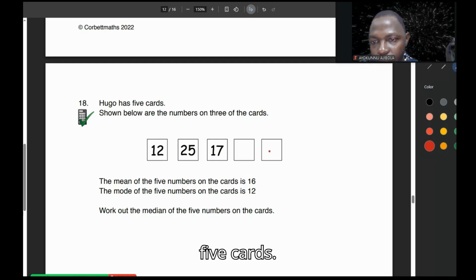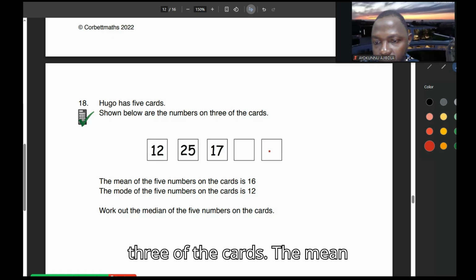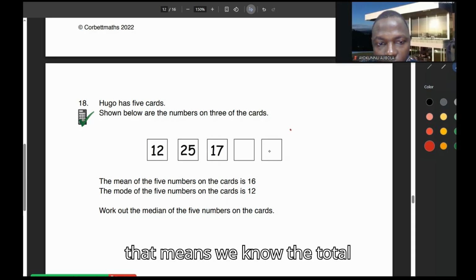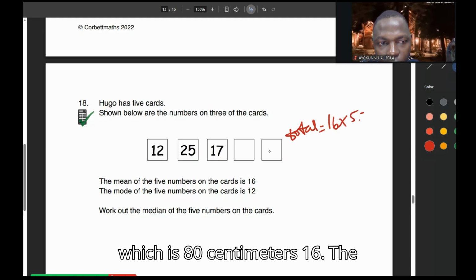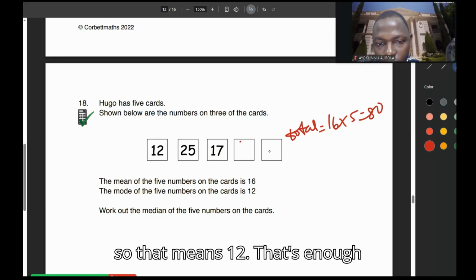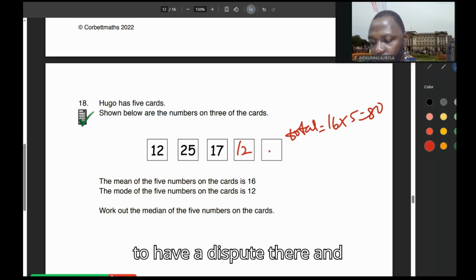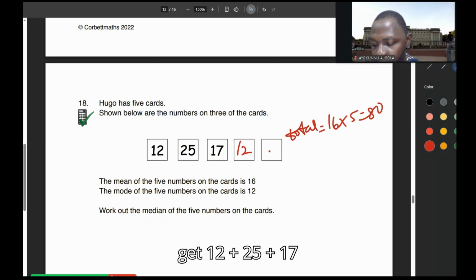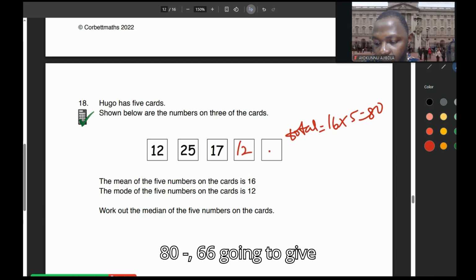Hugo has 5 cards. Shown below are the numbers on 3 of the cards. The mean of the 5 cards is 16. Okay, that means we know the total. Total will be 16 times 5, which is 80, since the mean is 16. The mode of the numbers is 12, so that means 12 still has to come here. So we have to add all this together and take it away from 80. We get 12 plus 25 plus 17 plus another 12. That's 66. So 80 minus 66 will give us 14.